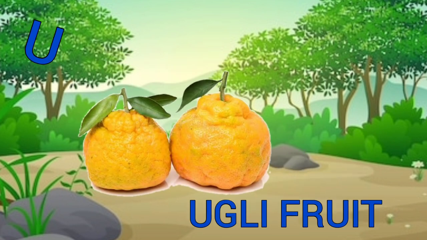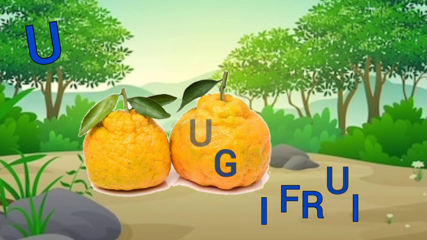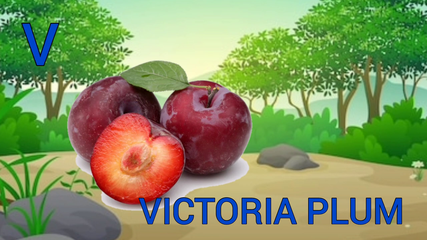U for ugly fruit. U-G-L-I. Ugly fruit. F-R-U-I-T. Ugly fruit. U for ugly fruit. V for Victoria plum. V-I-C-T-O-R-I-A. Victoria plum. P-L-U-M. Plum. Victoria plum. V for Victoria plum.